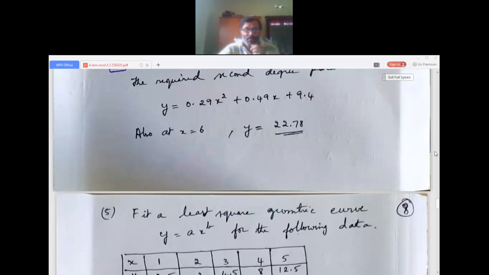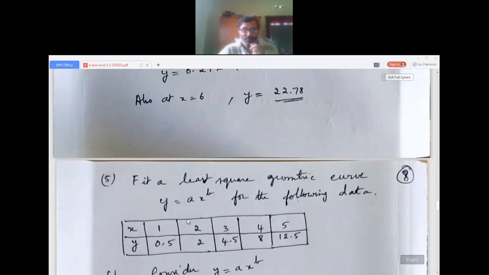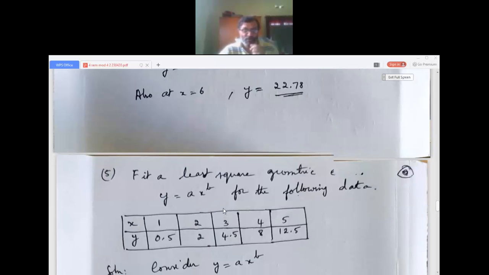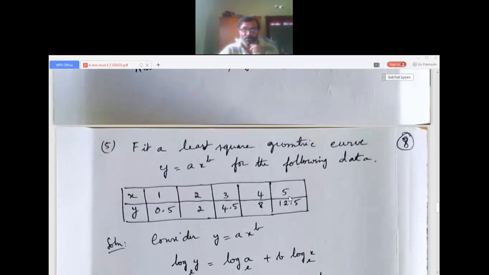Anyway, now fit a least square geometric curve y equals a into x power b for the following data. The x values are given as 1, 2, 3, 4, 5 and the y values are given as 0.5, 2, 4.5, 8 and 12.5. Now, see, this is the third type in your syllabus.